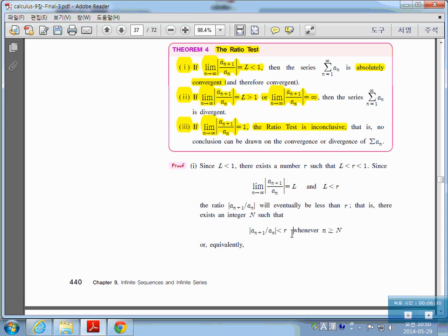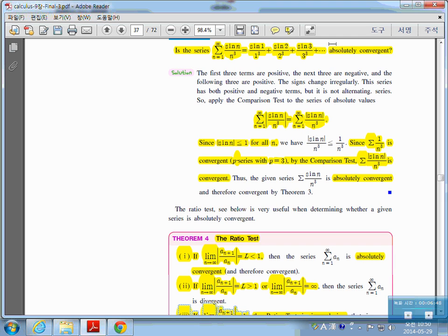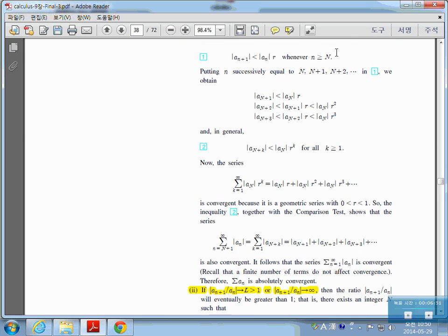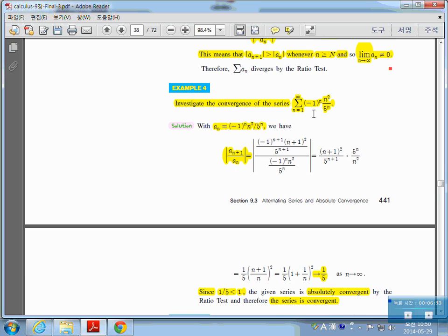So this ratio test is one of the easiest methods to check convergence or divergence. But we often meet the third case. When we meet the third case, whose limit is equal to 1, then we have to use all the methods that we have learned so far. Okay. So investigate the convergence of the series of this one.